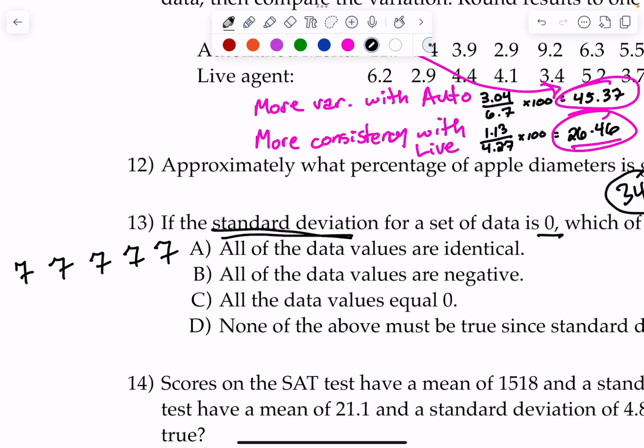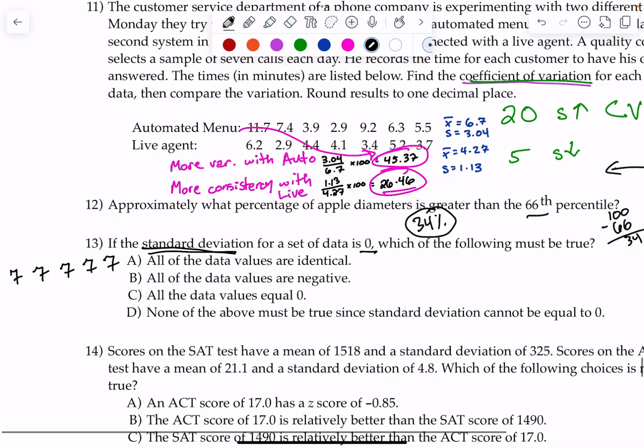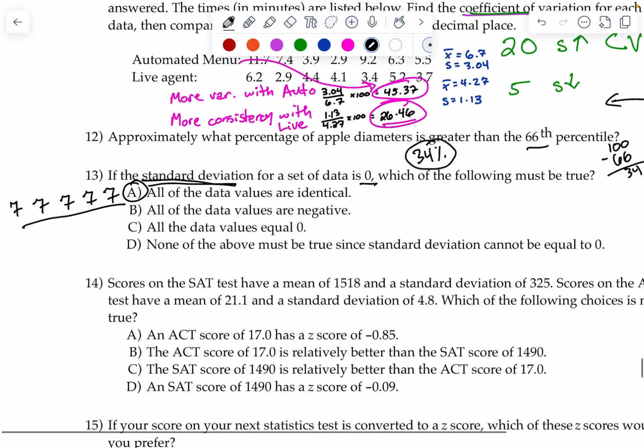It's still got data, right? It's still a data set, but it has no deviation. So is it true that all of the data values are identical? Yeah, I think so. B, all of the data values are negative. Not necessarily. All of the data values equal 0. Not necessarily. And none of the above must be true since standard deviation cannot be equal to 0. You can have a standard deviation that's 0. It doesn't happen very often, but your data would all have to be exactly the same values. Okay? All right, this one.